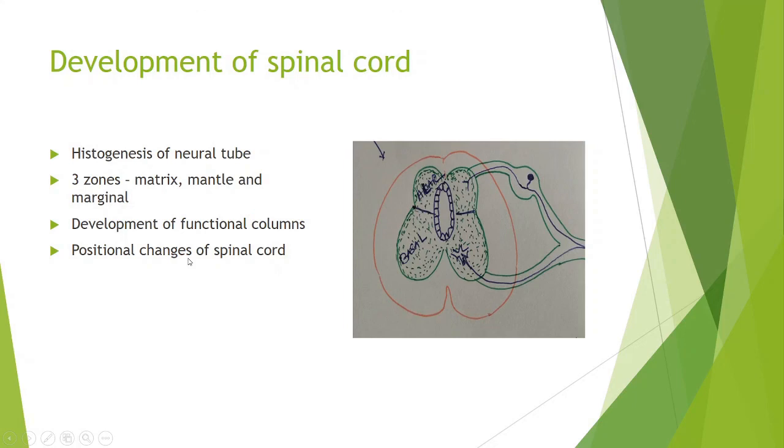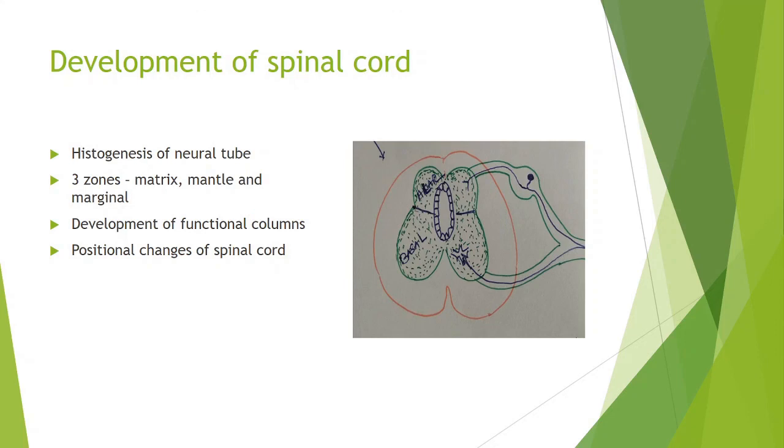Now, positional changes of the spinal cord. During the development of the spinal cord, initially up to the 3rd month the length of the vertebral column and the spinal cord is the same, but at 6 to 7 months there is a difference, because the growth of the vertebral column is faster compared to the body. That's why the lower end of the spinal cord is somewhat higher than the lower end of the vertebral column.